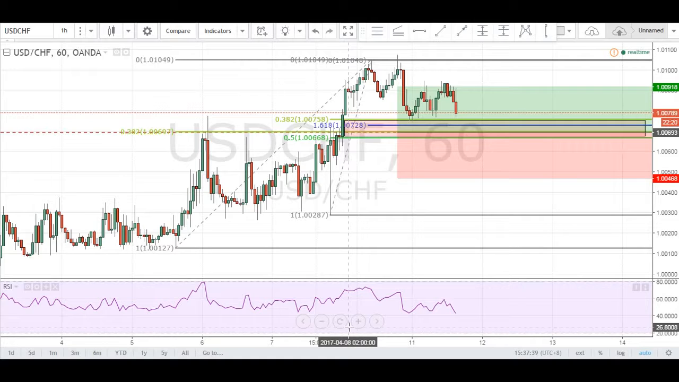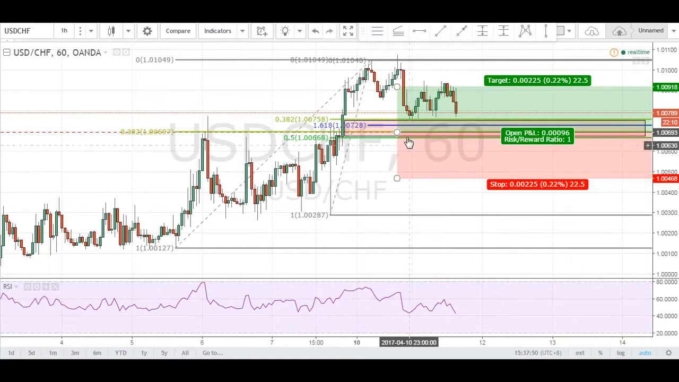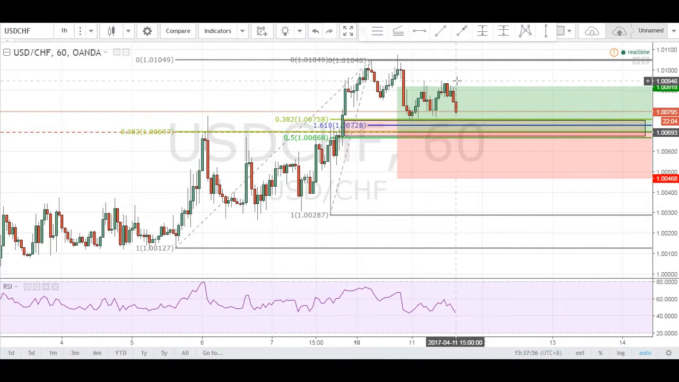It is Tuesday the 11th of April, and before we look at potential trading opportunities, I would like to review yesterday's chart on the USD franc. So this was our chart from Monday's analysis, and as you can see, price came down into our decision zone, this zone highlighted in red right here, before making a pullback towards the upside.